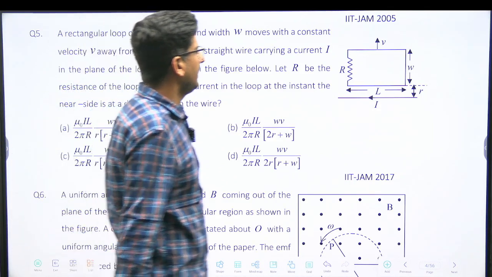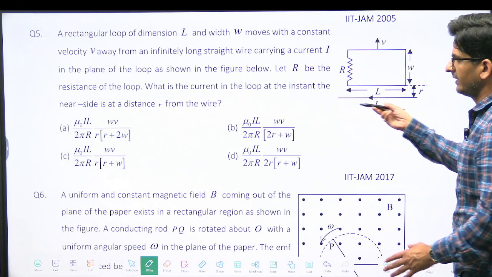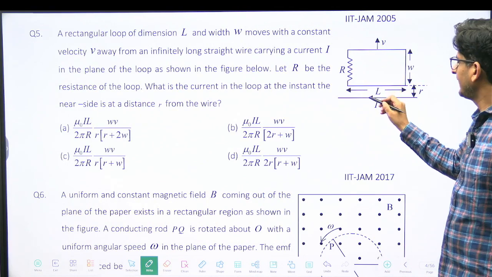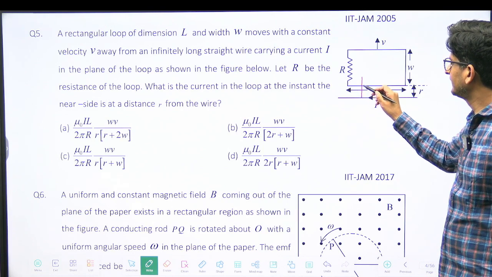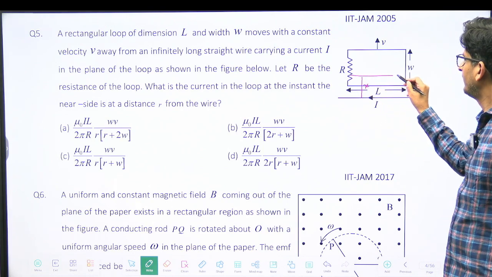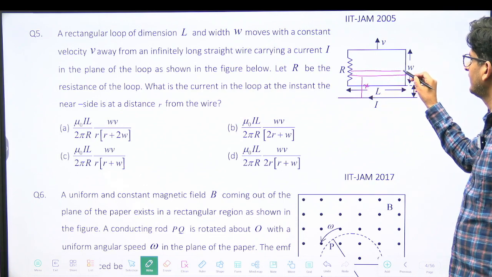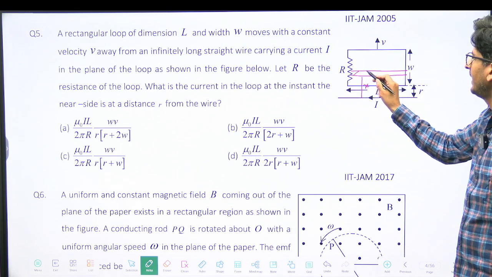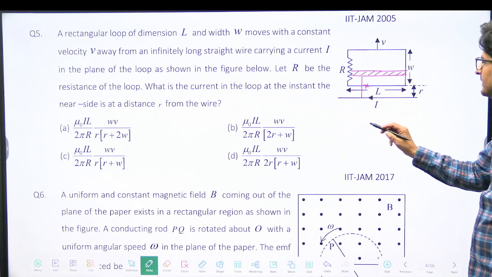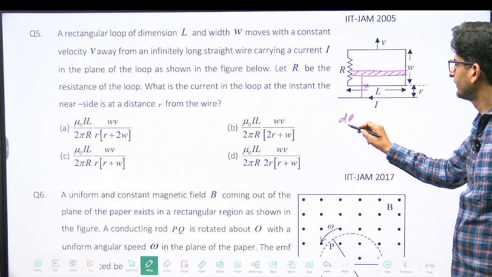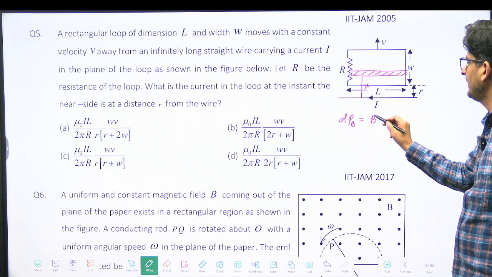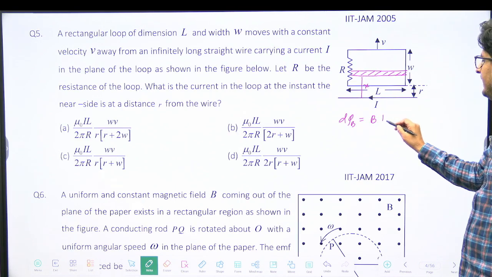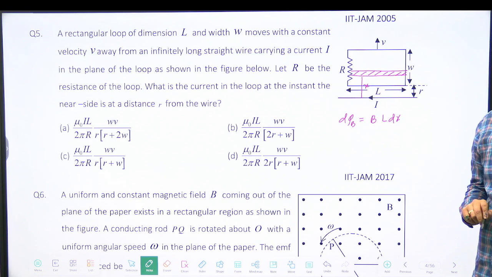So if I see this wire in this question, this will create a magnetic field all over this. But let us take, at a distance x, a very, very thin rectangle of thickness dx. And this will have some small magnetic flux given by B into area, which is L dx. Yes or no?